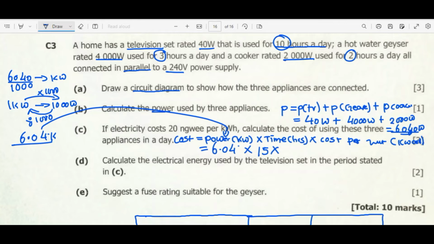Then the cost we are told is 20 ngwe. Now we don't want the cost in ngwe. We need to change this into kwacha. So 1 kwacha is equal to 100 ngwe. So to change from kwacha to ngwe, you multiply by 100. Then from ngwe to kwacha, you divide by 100. So this 20 ngwe divided by 100 will give us 0.2.